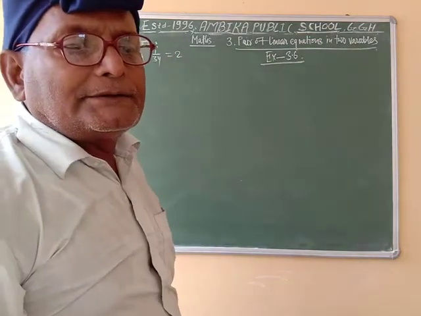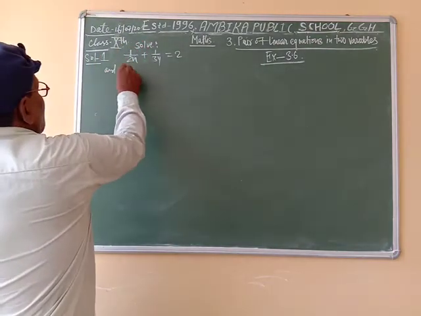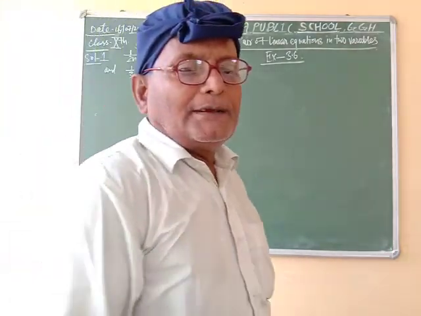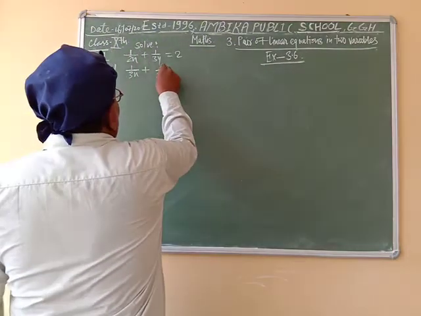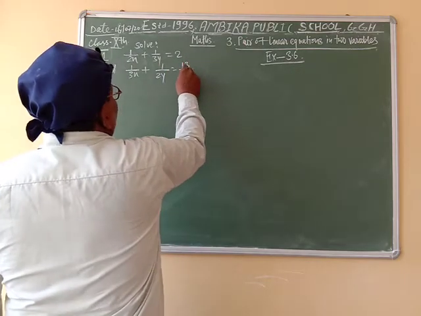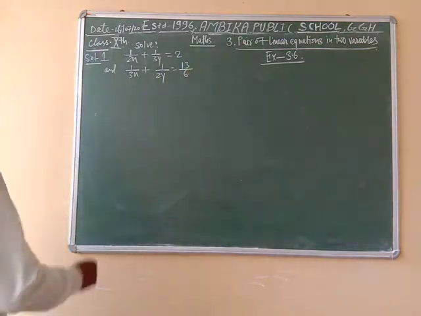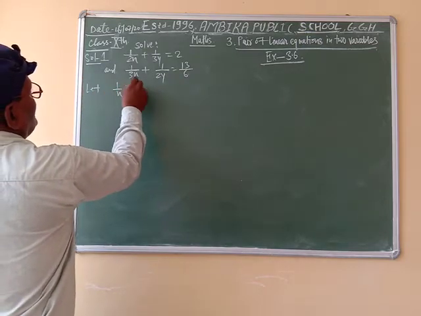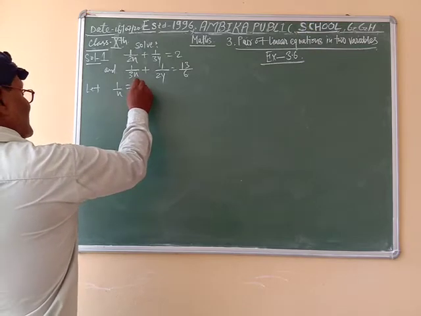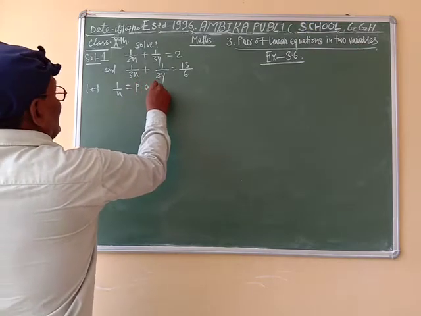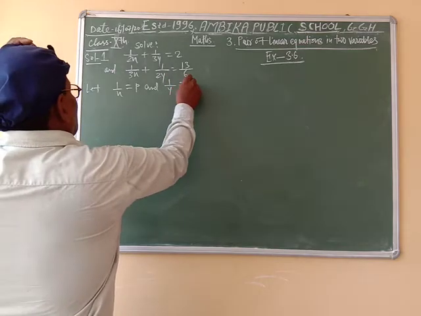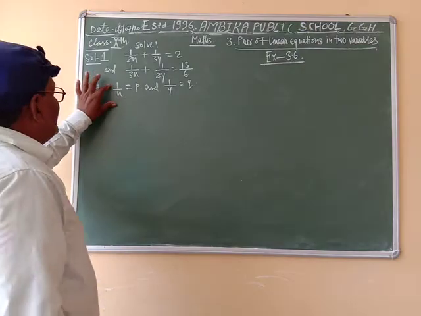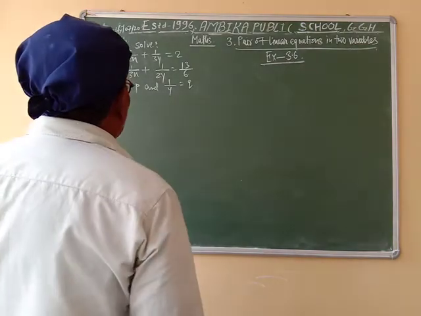and 1 by 3x plus 1 by 2y is equal to 13 by 6. Let us consider that 1 by x is equal to p and 1 by y is equal to q. Let us suppose that 1 by x is equal to p and 1 by y is equal to q.